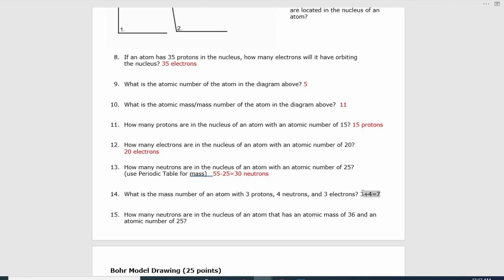So this is the mass number of this. Okay, number 15. How many neutrons are in the nucleus of an atom that has atomic mass of 36 and an atomic number of 25? So we want to know the number of neutrons, and we have the atomic mass and the atomic number. We must subtract this from this. So we will say that 36 minus 25 equals 11 neutrons. So this will be the answer for this question.